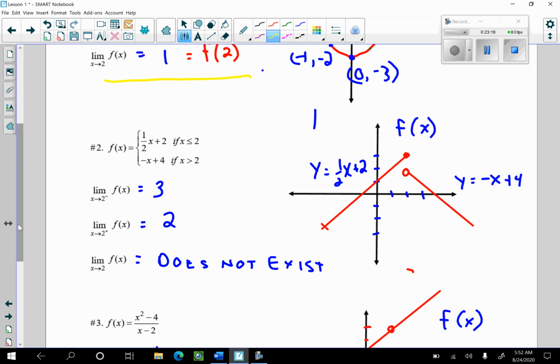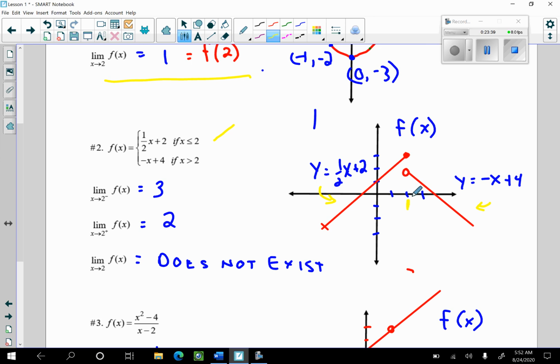So this is a piecewise. It has 2 pieces. It has this piece right here, which is a line, and it has this line -x plus 4. And you notice the pieces are not connected, and we have to divide it around this x equals 2 right here.